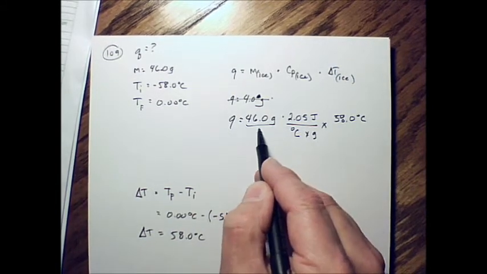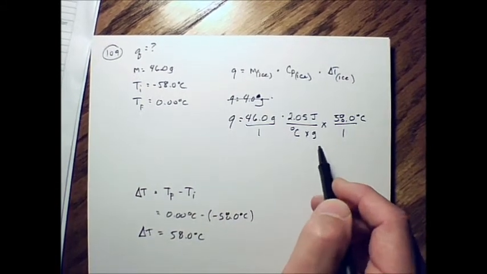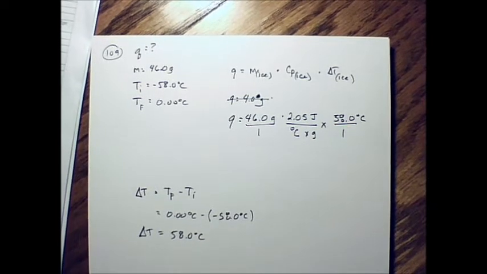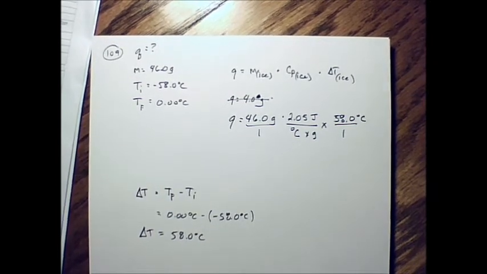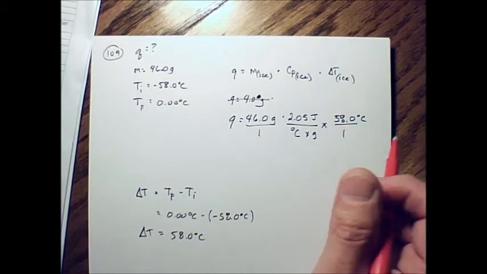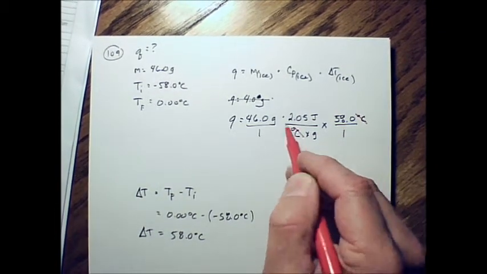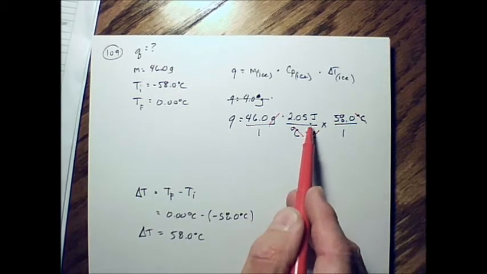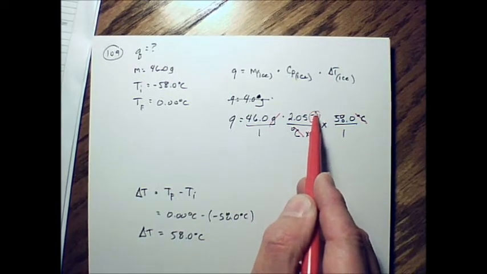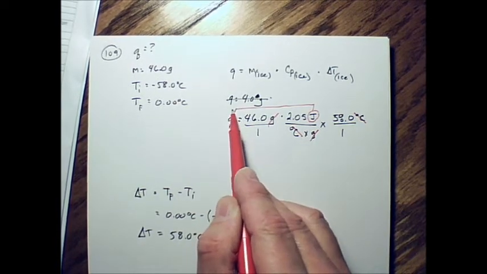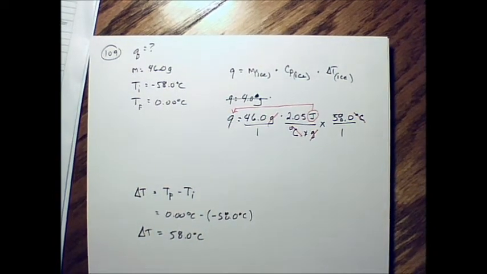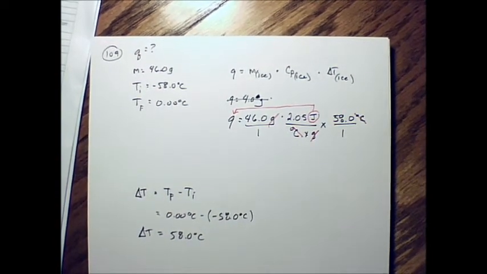If I put this over 1 and that over 1, we don't change the value, but we make it easier to do the math. What are we going to do first before we even do the math? Cancel out. Degrees C goes away, grams go away. We're left only with units of joules, a measure of energy, and that's what we're looking for. All we have to do is plug in the numbers and multiply.